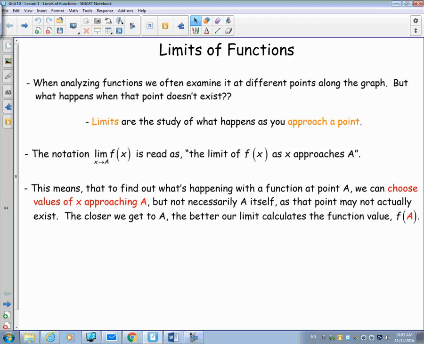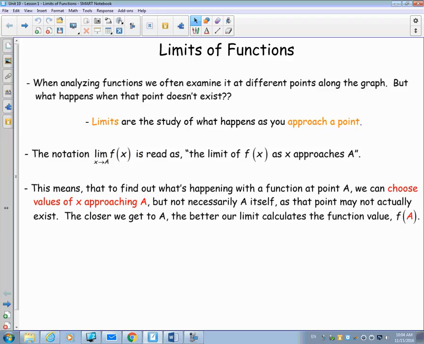In this lesson, we're going to take a more formal look at limits and how they can be used in calculus and some of their applications. This whole next unit is about analyzing functions. We can analyze functions by looking at different points along the graph, but sometimes we want to know what happens down the road in the future, or what happens as we get close to a point. What happens if that point doesn't exist? There's a hole, there's an asymptote. That's really the idea of limits. Limits are the study of what happens as you approach a point on the graph.